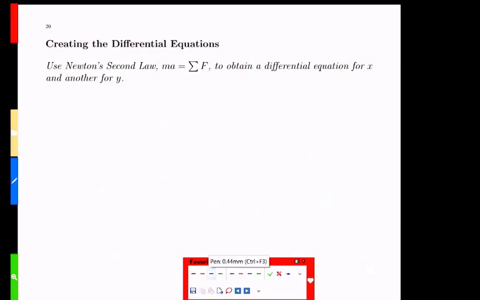So last step, ma is the sum of the forces. Put little vectors on here, and nothing changes. It's the same equation. However, what we have here is m x double prime is equal to the x component of the forces here. And m y double prime is equal to the force, but the y component.